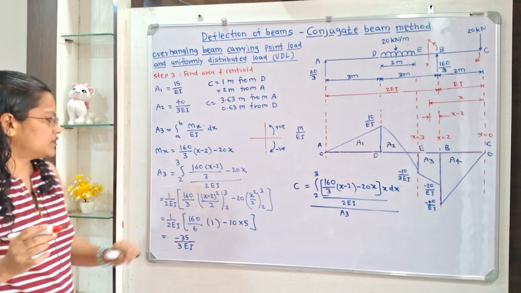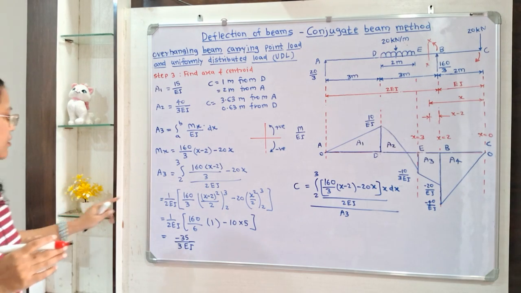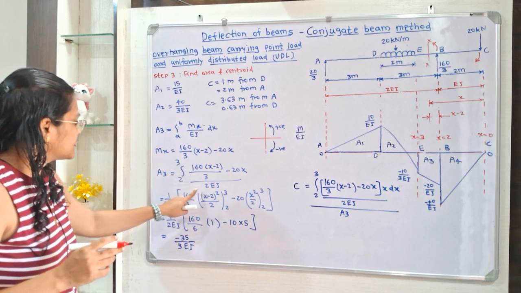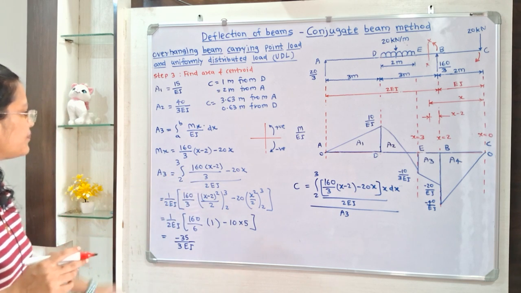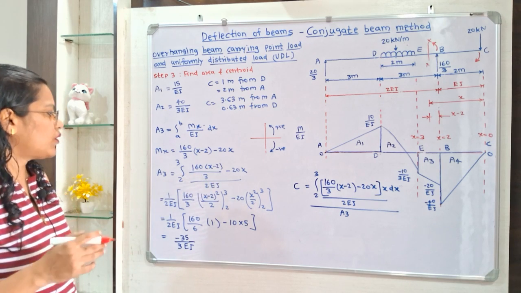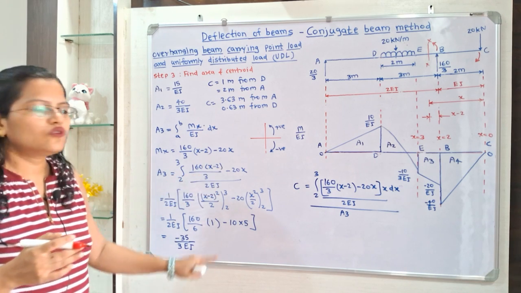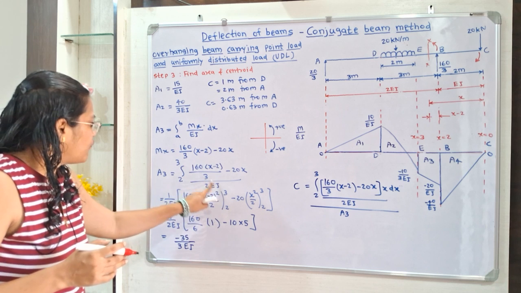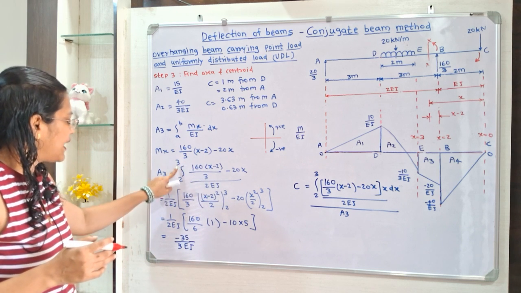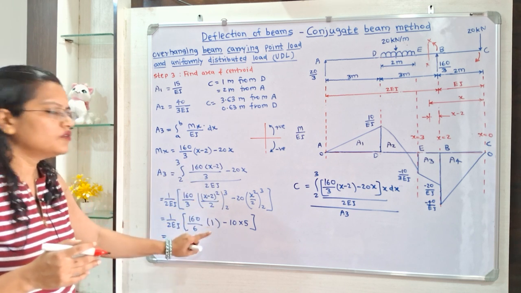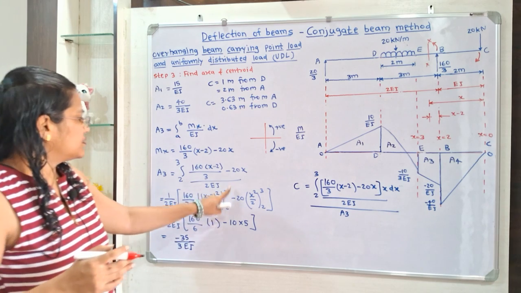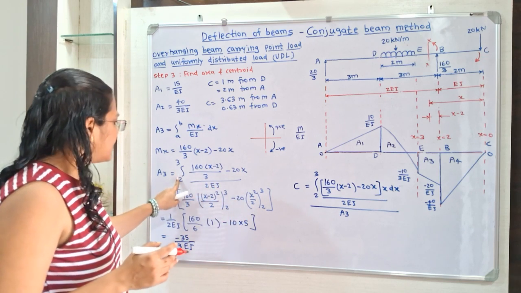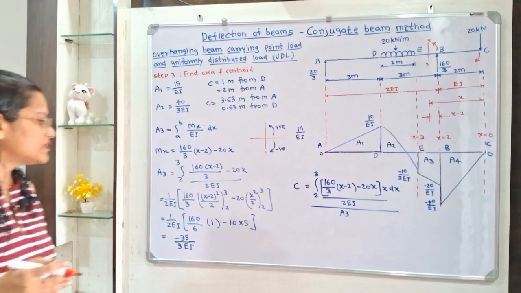Now we will solve this. So it is easy to solve. 1/2 EI is a constant term, we will take it outside. 160/3 is also a constant term. Now integration of x minus 2 raised to 1 is x minus 2 square by 2, and for this integration we will apply the boundary condition 2 to 3. Minus 20 as it is. Now integration of x is x square by 2, and we will apply this boundary condition 2 to 3.